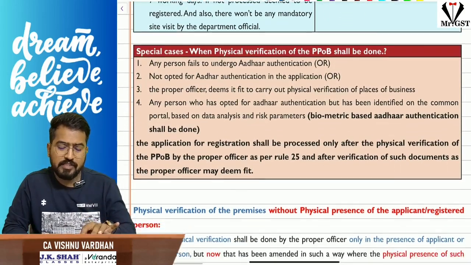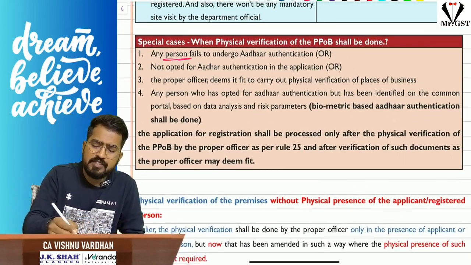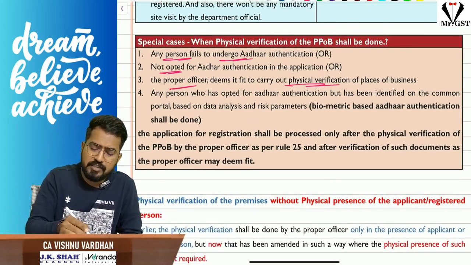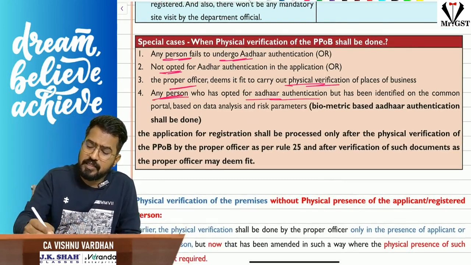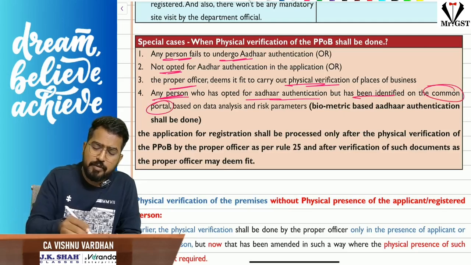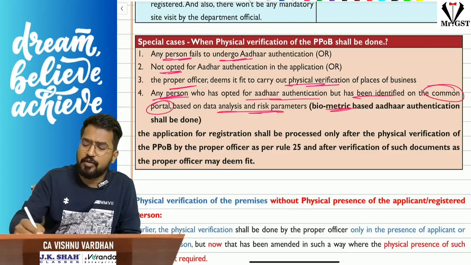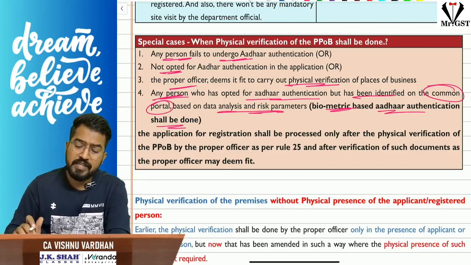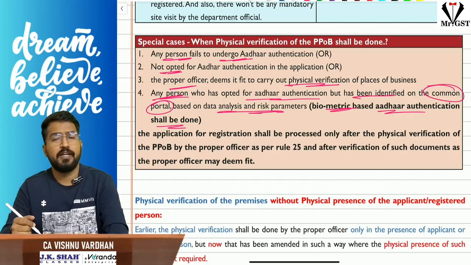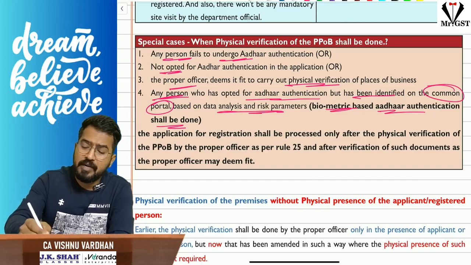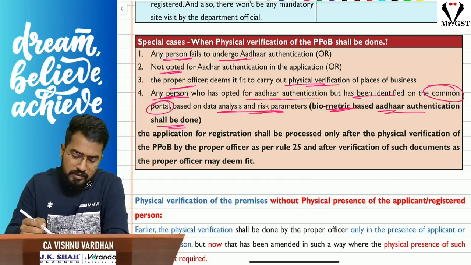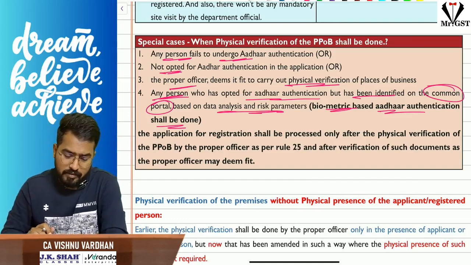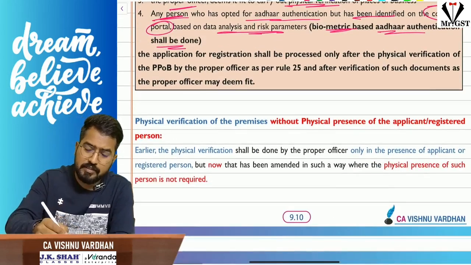Okay, so as I told you, any person who fails to undergo Aadhaar authentication or has not opted for Aadhaar authentication, or the proper officer wants to carry out site verification, or any person who has opted for Aadhaar authentication but the common portal has identified the case for biometric-based Aadhaar authentication, in that case it shall be done. In that case the physical verification of the premises will be done by the proper officer, but for that the physical presence of the applicant need not be there. That is another amendment here.